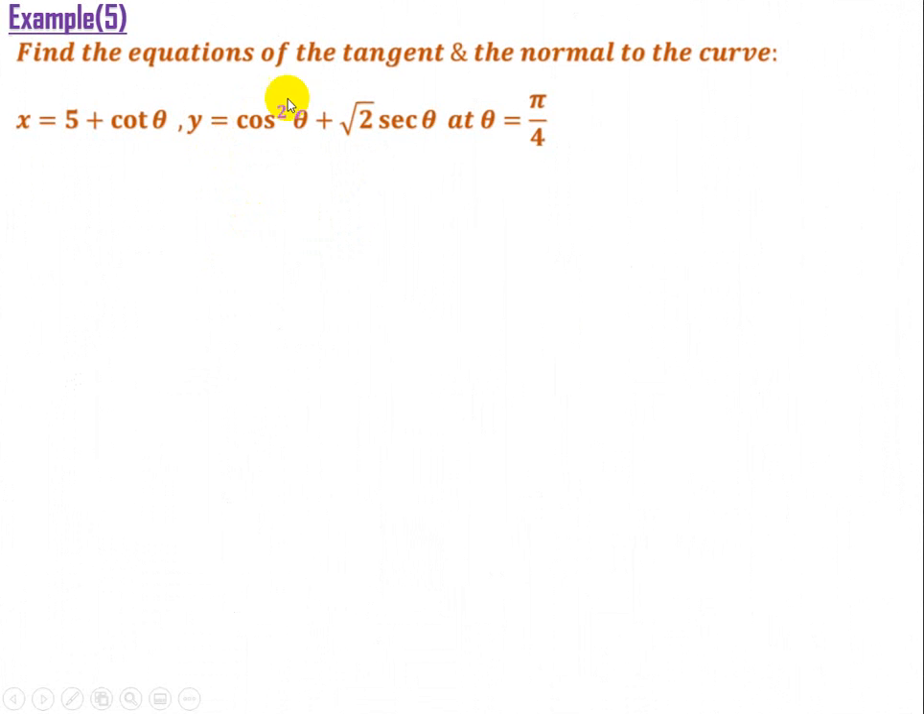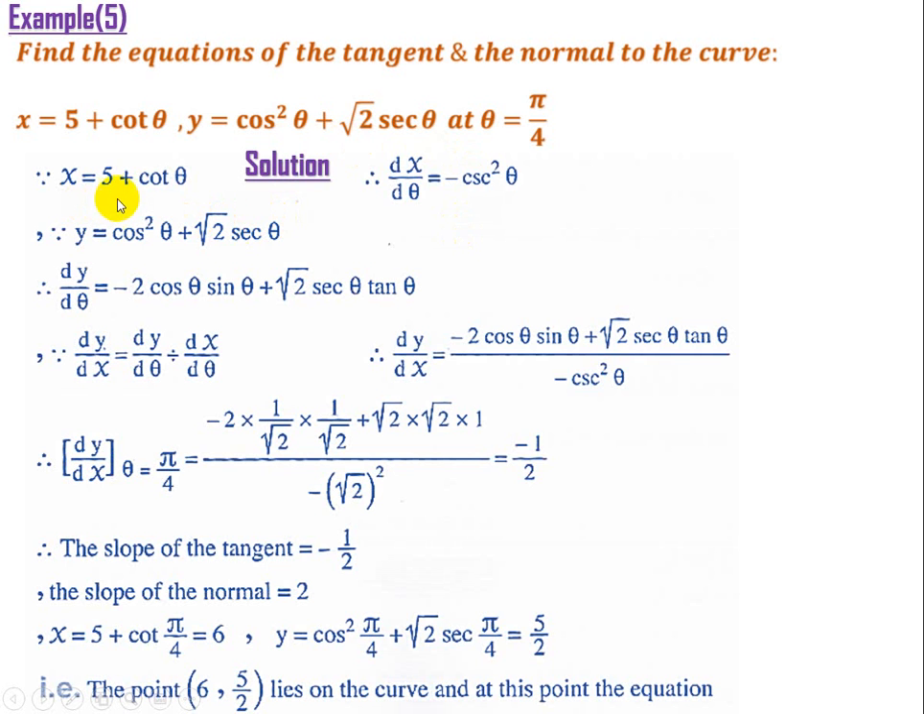Number 5. Find the equations of tangent and normal to the curve x equals 5 plus cosine theta and y equals cosine squared theta plus root 2 sec theta at theta equals pi over 4. Since x equals 5 plus cosine theta, dx by d theta equals negative sine theta. Y equals cosine squared theta plus root 2 sec theta, so dy by d theta equals negative 2 cosine theta sine theta plus root 2 sec theta tan theta.